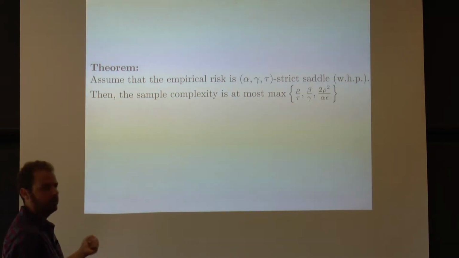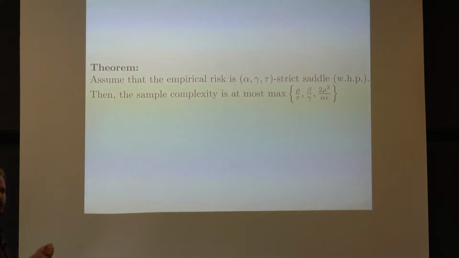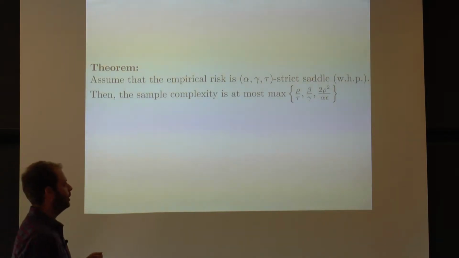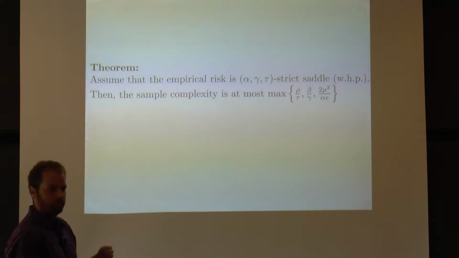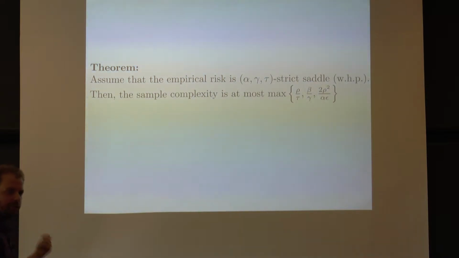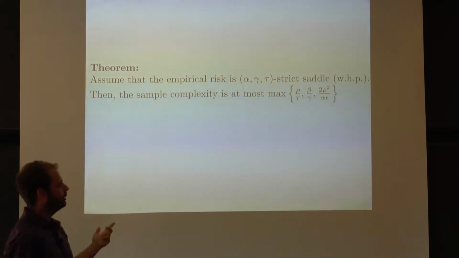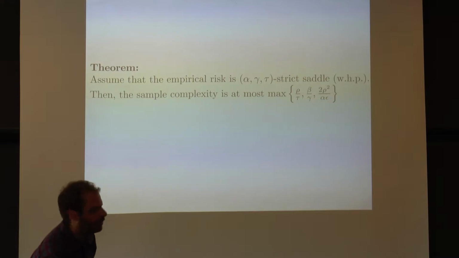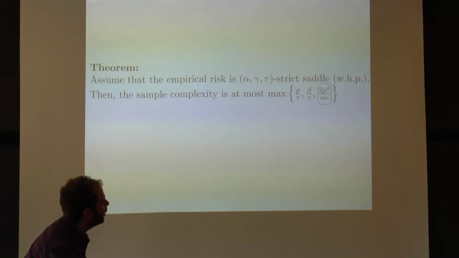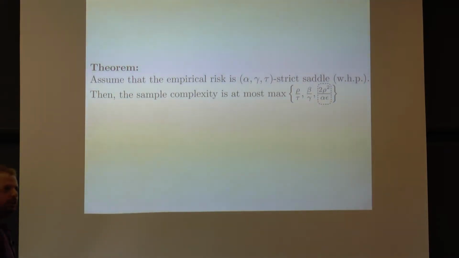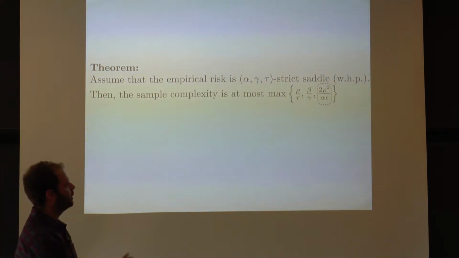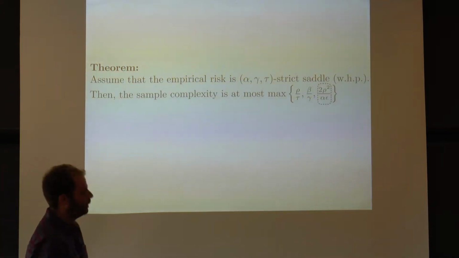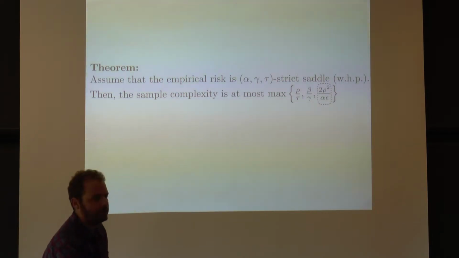The first one is rho over tau. So rho is the Lipschitzness, tau is the non-vanishing gradient parameter. Then beta over gamma, where beta is the smoothness parameter, gamma is the strict saddle parameter. And the third term is 2 rho squared over alpha epsilon. So rho again is the Lipschitzness, alpha is strong convexity, and epsilon is the accuracy. In most cases, we expect that the third term will dominate, because it's the only one where the accuracy appears. And we know that this is a fast rate because the dependence on 1 over epsilon is linear.